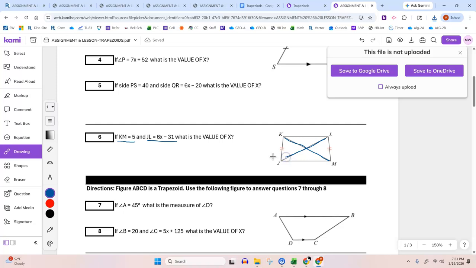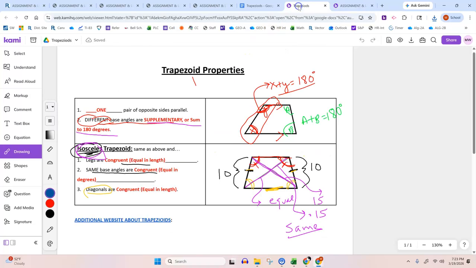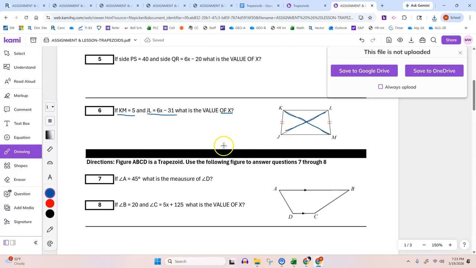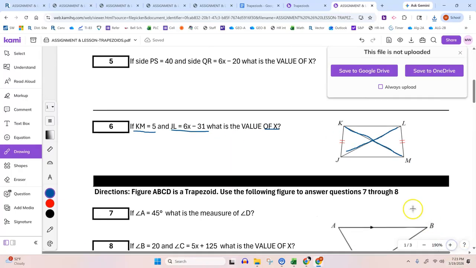Okay, so those are the diagonals. Those are not the sides, but we want to find the value of x. Well, from our notes, we can see that if it's an isosceles trapezoid, which it is, this diagonal is equal to this diagonal, okay? So that means our equation is going to be this, which is 5, is equal to this. Okay, so that would be our equation. So the next thing is we need to just go ahead and solve for x.